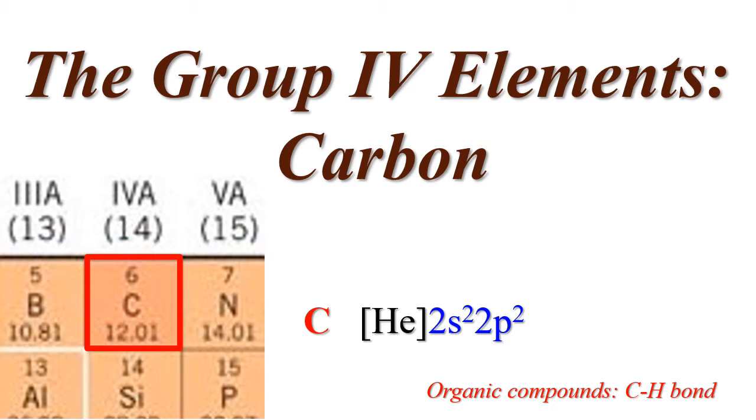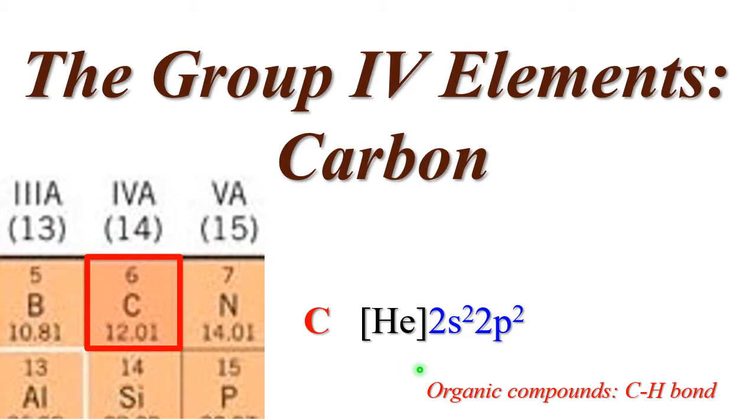Chemistry of group 4 elements. We are starting with carbon. Carbon sits in the second period of the periodic table, group number 4, with neighbors boron, nitrogen, aluminum, silicon, and phosphorus.